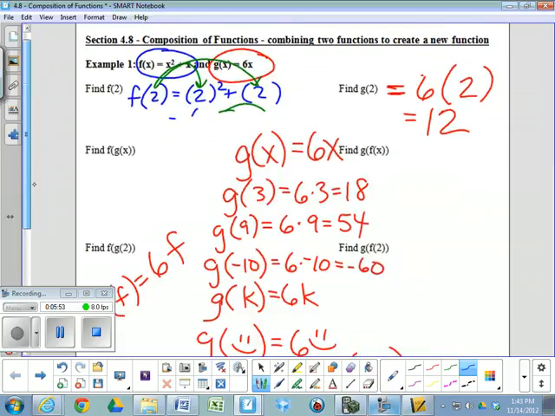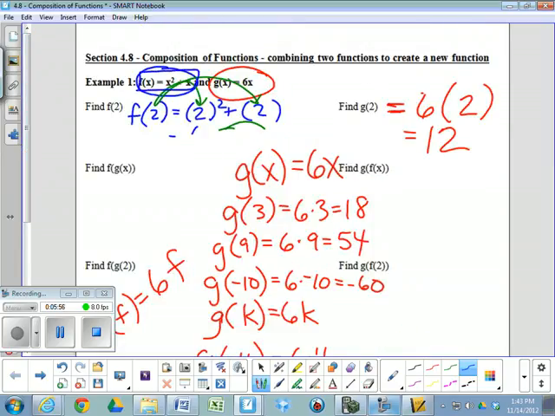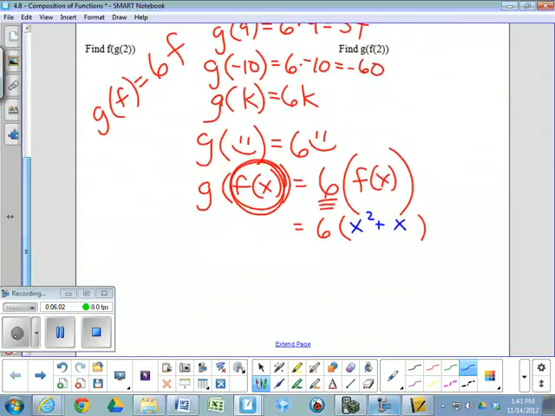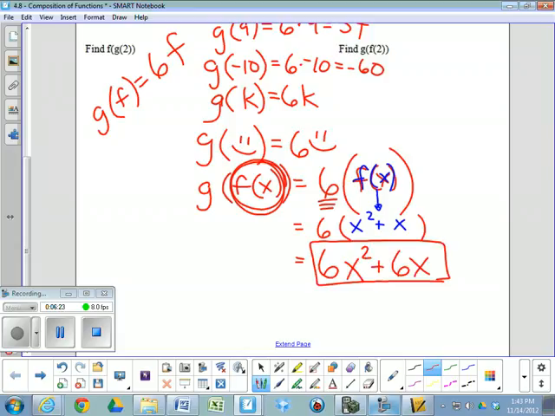How do we know that? It says so right here. Okay? F of x is x squared plus x. So I replace f of x with what it's equal to. Okay? Someone asked, can't you distribute? Yes. The final answer would be 6x squared plus 6x. That's G of f of x.